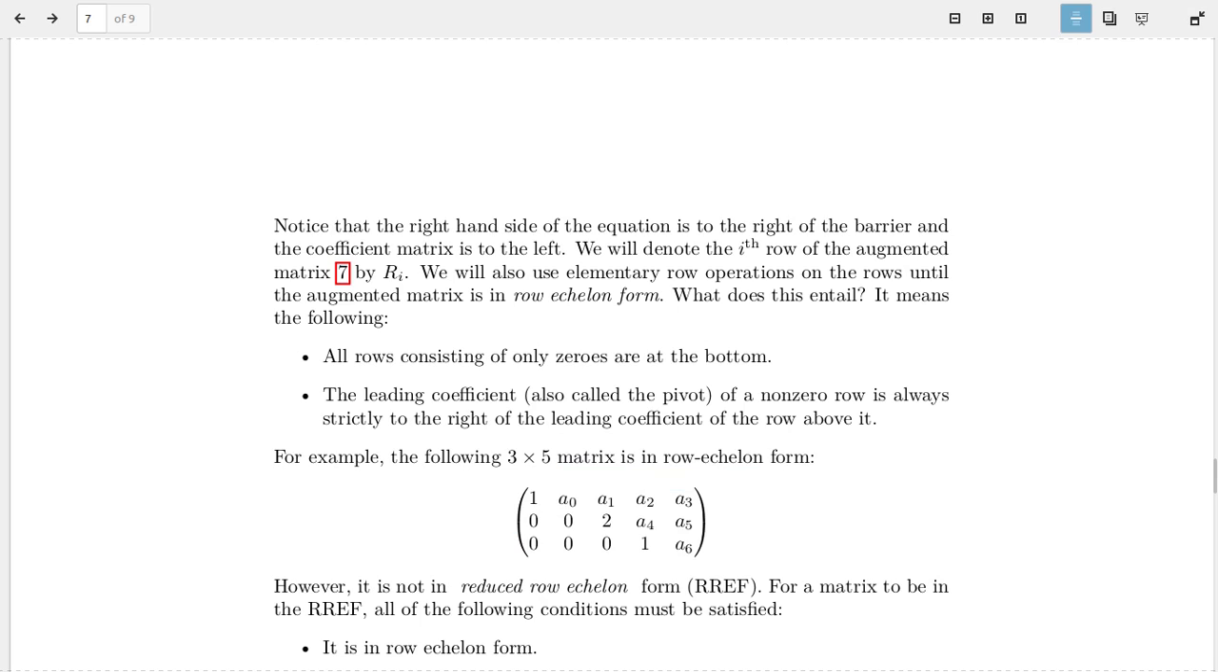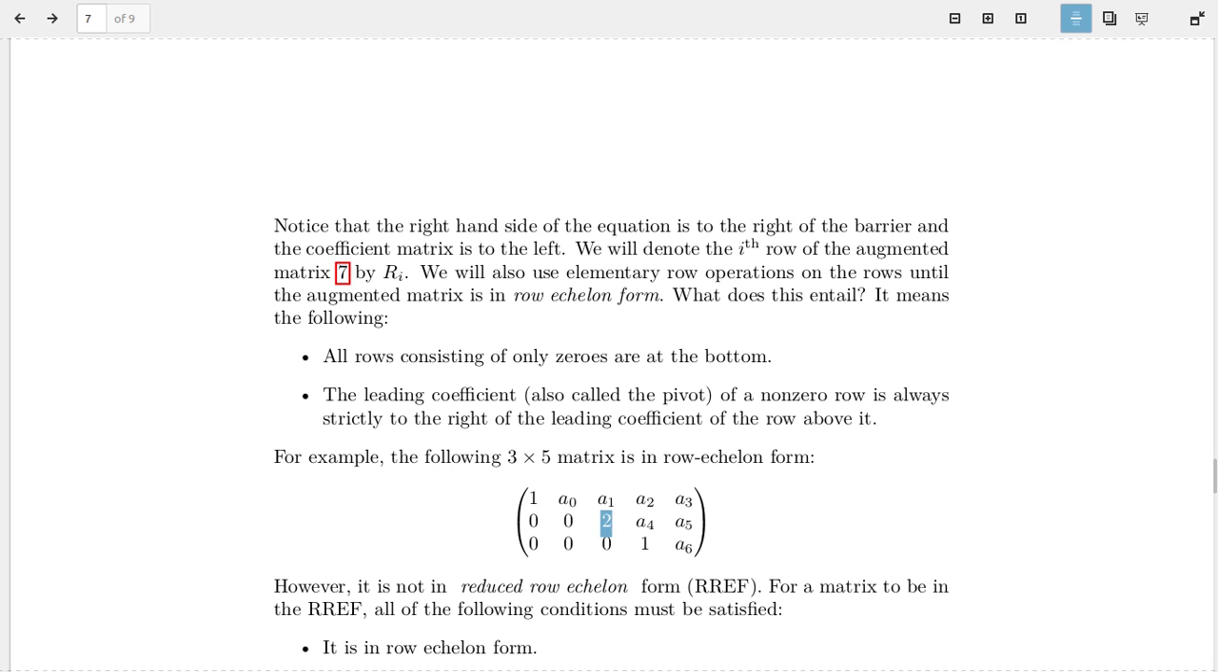Why? First of all, there are no rows that are entirely zero here. What are the leading coefficients? In the first row, the leading coefficient is 1. In the second row, the leading coefficient is 2. In the third row, the leading coefficient is 1. Now notice the leading coefficient is always the first non-zero coefficient in each row, and that's how it's defined.